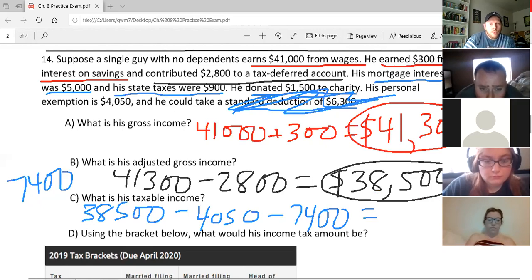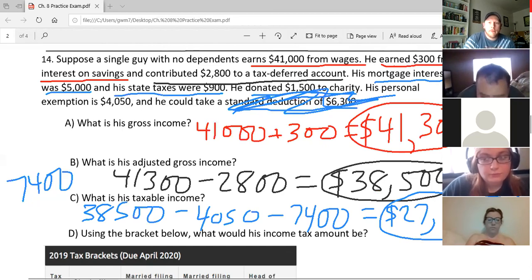And when you do that subtraction, it should give you $27,050. Any questions, concerns? We're good. Okay. Then part D says to use the bracket below to find his income tax.